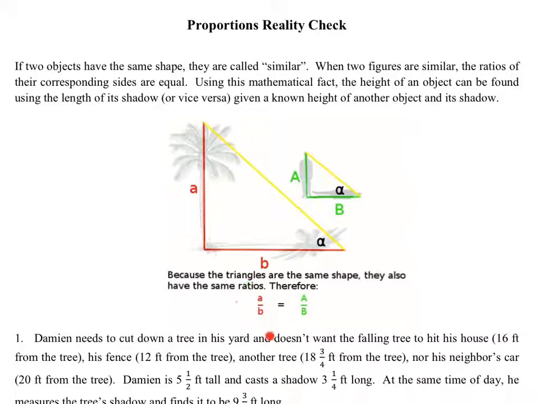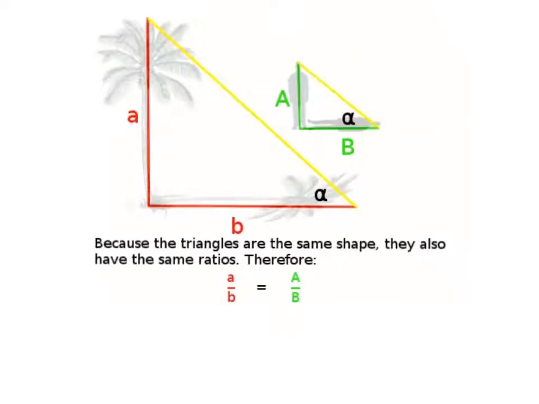Now this is just one way to set it up. There are 8 total different ways to set this up though, okay? But just keep this in mind: because the triangles are the same shape, they also have the same ratios, therefore this. So when we're comparing these triangles, there's a couple things that we need to keep in mind when we set up these proportions, okay?